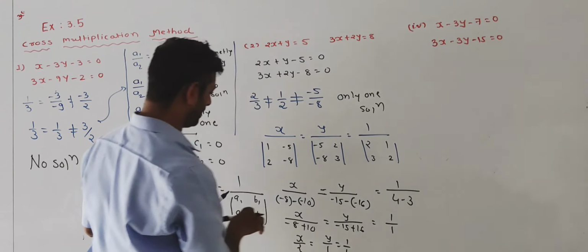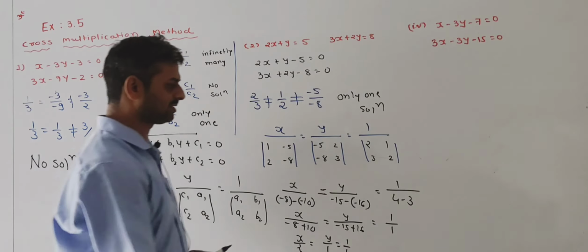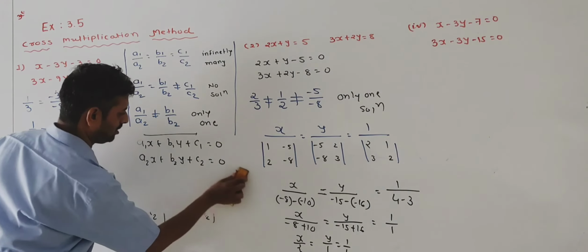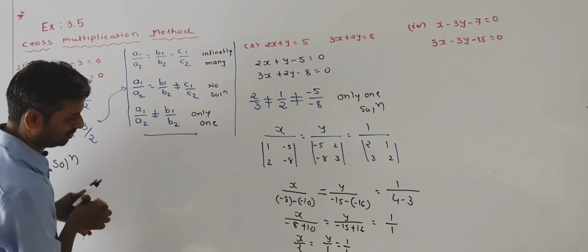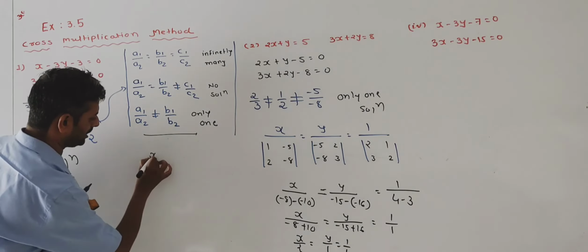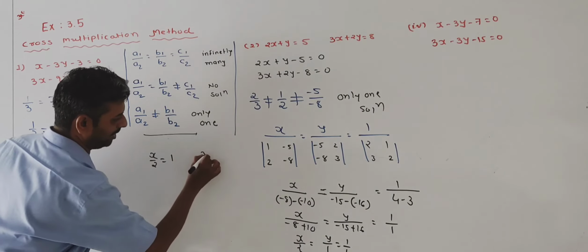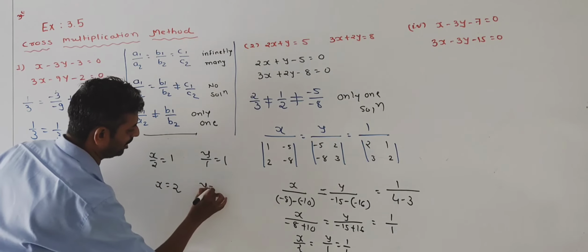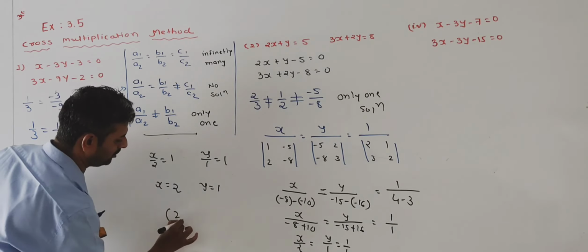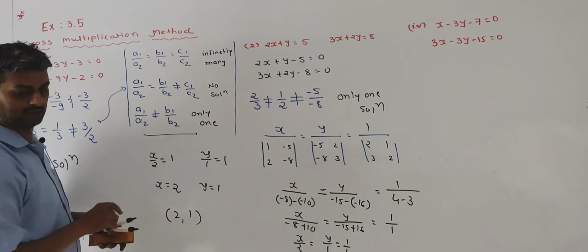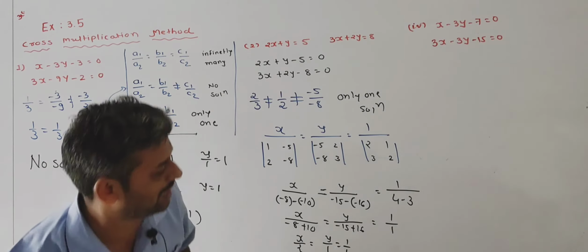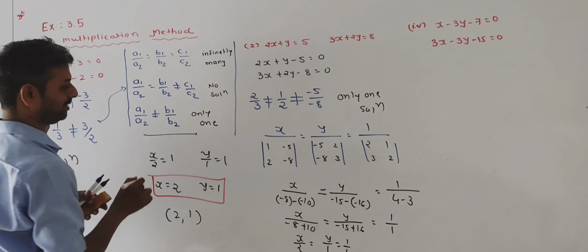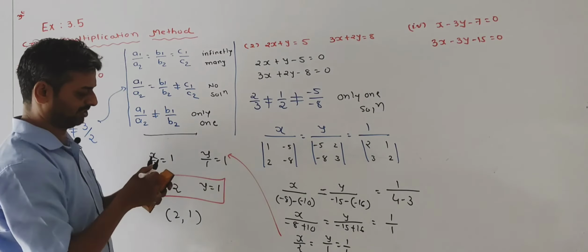So now if I remove this, it will become x by 2 is equal to 1 and y by 1 is equal to 1. So x is equal to 2 and y is equal to 1. So your solution is 2, 1. This is your answer: x is equal to 2, y is equal to 1. You have to go in this direction.